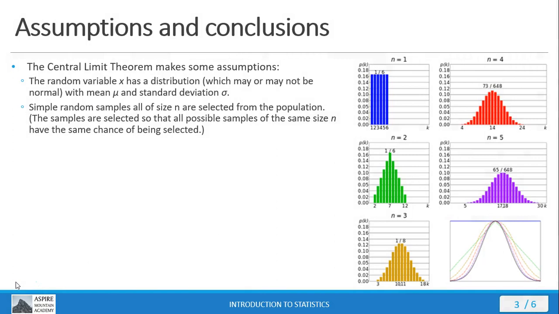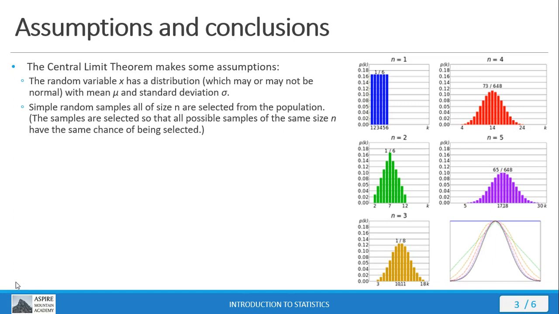There are some assumptions that are made with the central limit theorem. First, we're assuming that the random variable x has a distribution with a mean value equal to mu and a standard deviation equal to sigma. Then we're also assuming that simple random samples of size n are selected from the population. Remember that a simple random sample is one in which all possible samples of the same size have the same chance of being selected.